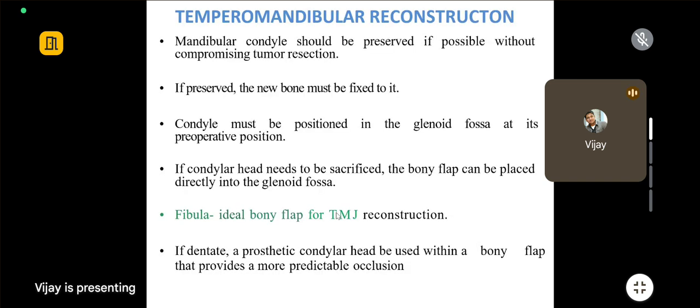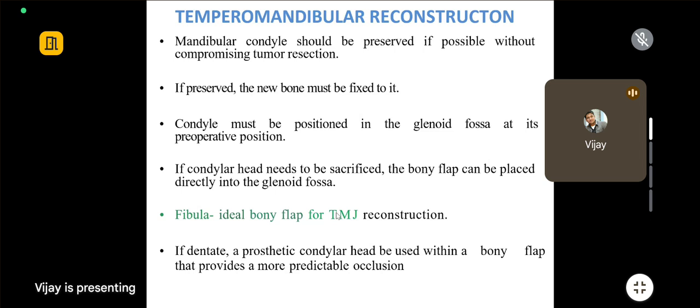Coming to the temporomandibular joint reconstruction, the mandibular condyle should be preserved if possible without compromising the tumor resection. If preserved, the new bone must be fixed to it. The condyle must be positioned in the glenoid fossa at its preoperative position. If the condylar head needs to be sacrificed, a bony flap can be directly placed into the glenoid fossa. Fibula is the ideal bony flap for TMJ reconstruction. And if the patient is dentate, a prosthetic condylar head can be used with a bony flap that provides more predictable occlusion.